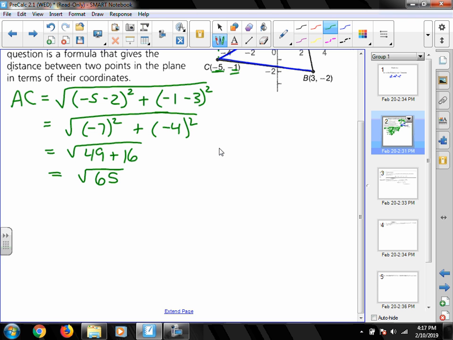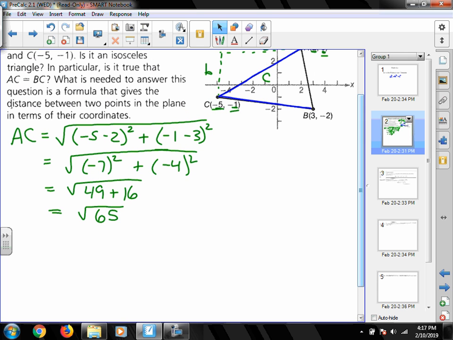Now, just for sake of our argument, to see if these are the same lengths, I'm just going to leave this as square root of 65 for right now. I'm not even going to try and break it down. I don't think any perfect squares go into square root of 65 off the top of my head, but I could be mistaken. So now, we're going to see if this works on side BC as well.